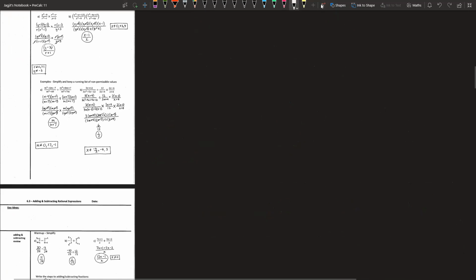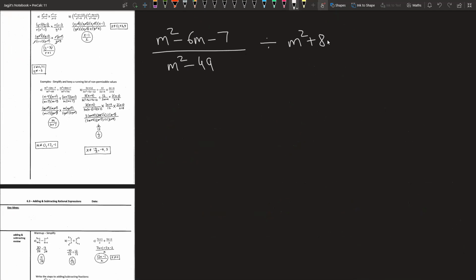Okay, guys, now the next one's going to be a bit more challenging because we're going to add some division. We got m squared minus 6m minus 7 divided by m squared minus 49. And we're dividing this with m squared plus 8m plus 7 divided by m squared plus 7m. Okay, so the only thing is I see this division. Let's not worry about this. Let's factor everything out fully first.